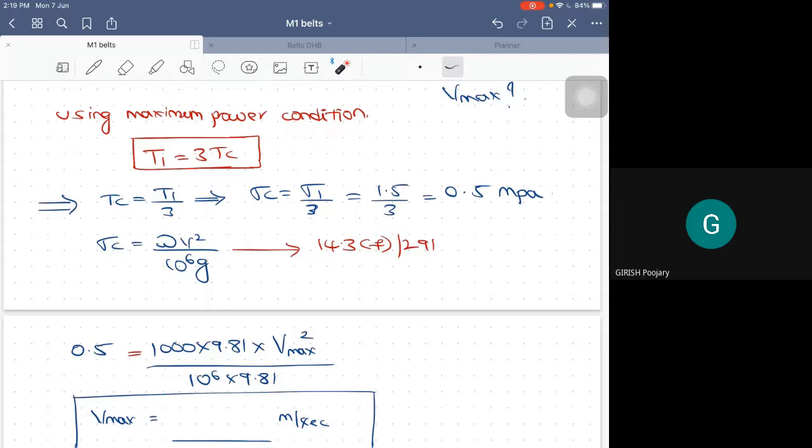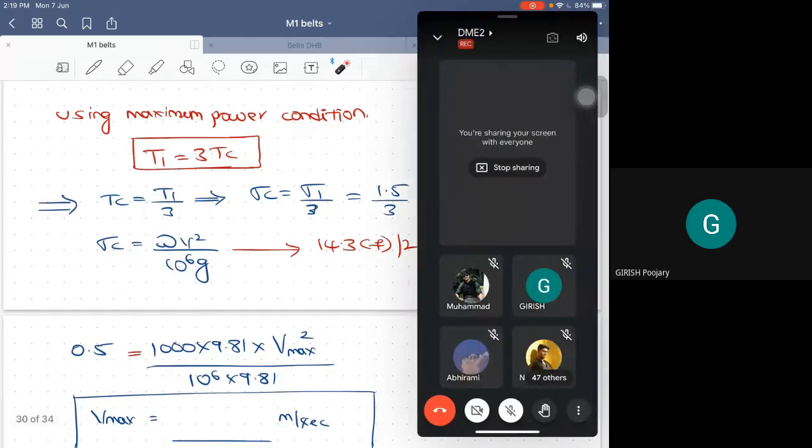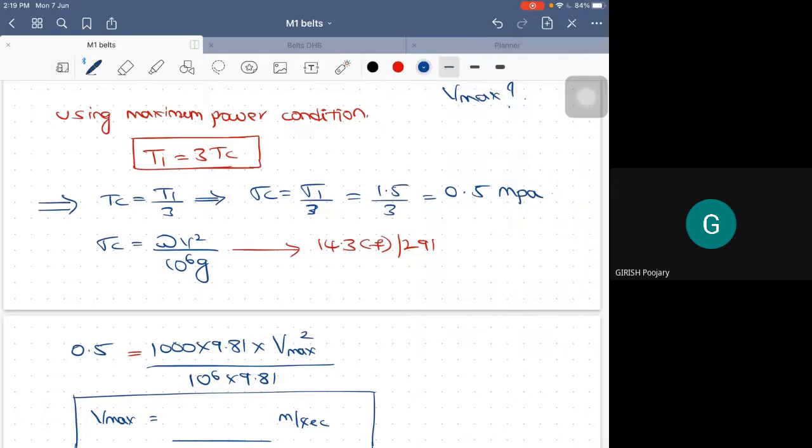22.36. So this is the maximum velocity to which you can transmit the things. So how will you calculate maximum velocity? Maximum velocity can be calculated using the centrifugal stress formula. Okay. Next.